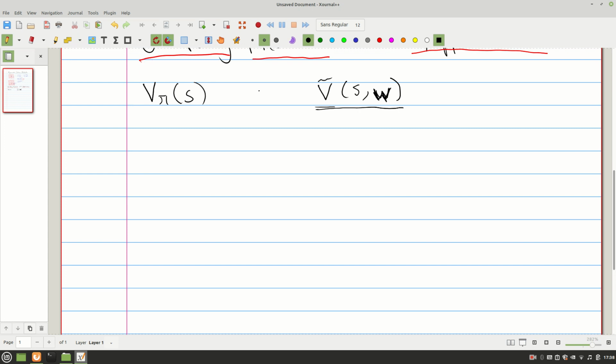So let's start from thinking about your typical supervised learning problem. For instance, in the case of Monte Carlo, we've been thinking about this as we have a particular state s_t, and our target when we're trying to find v pi of s_t is G_t.